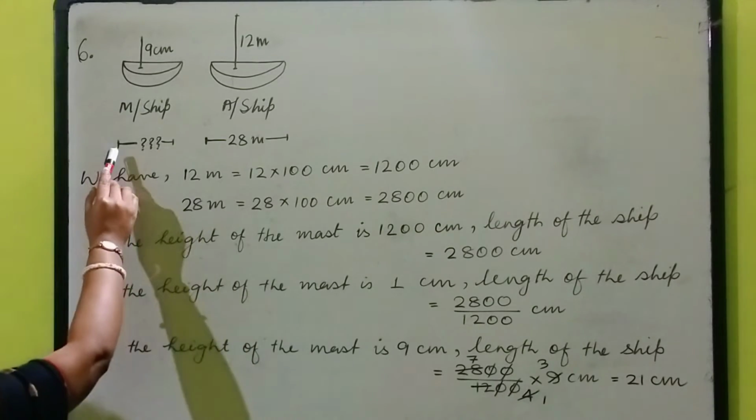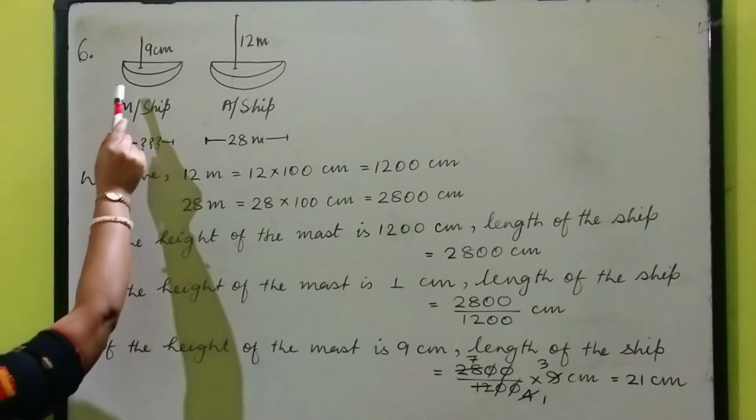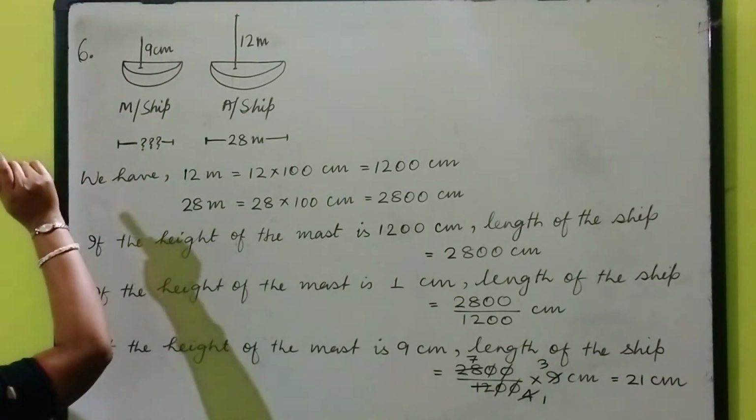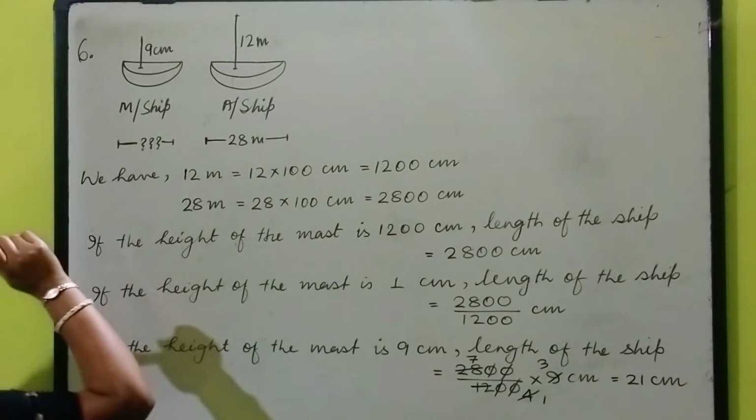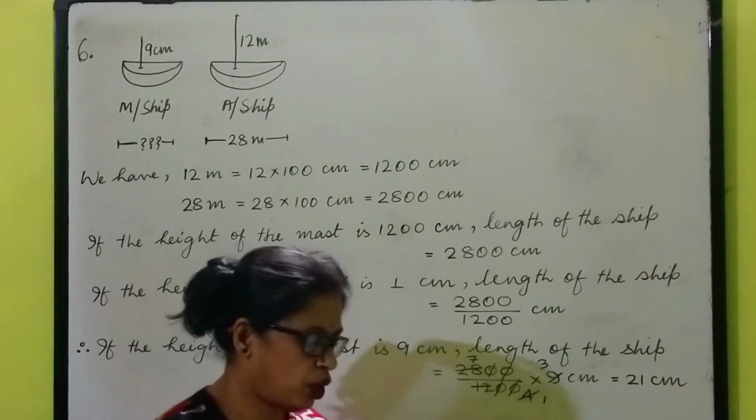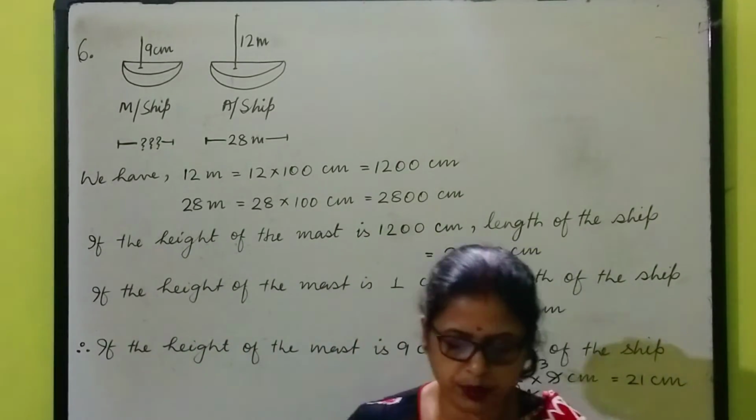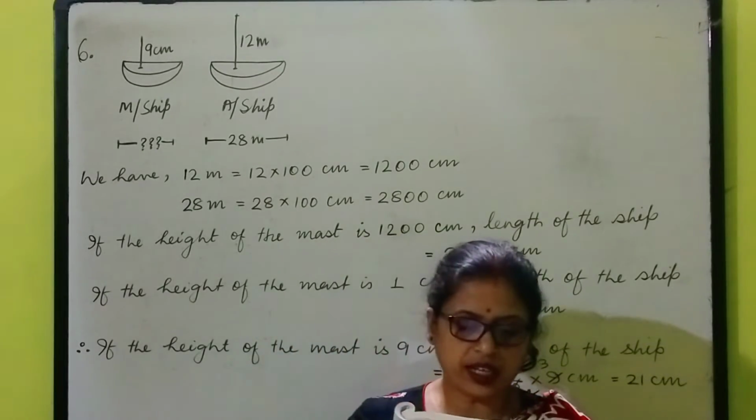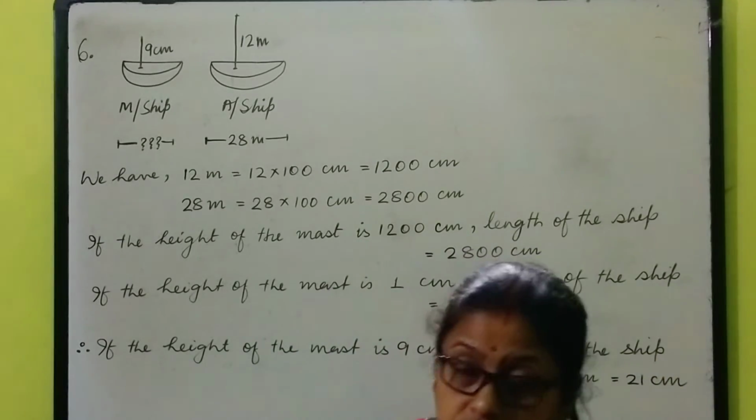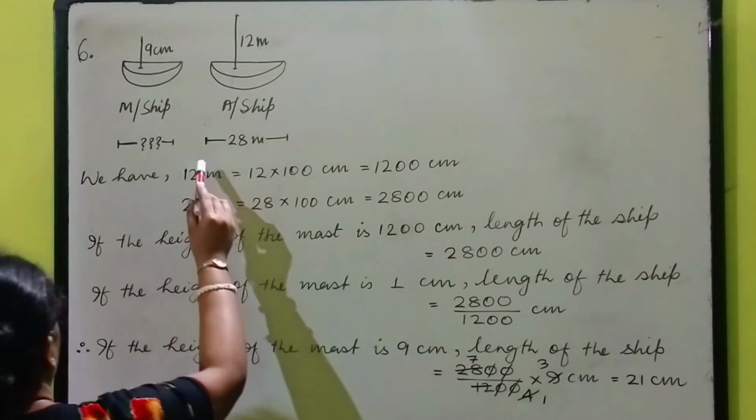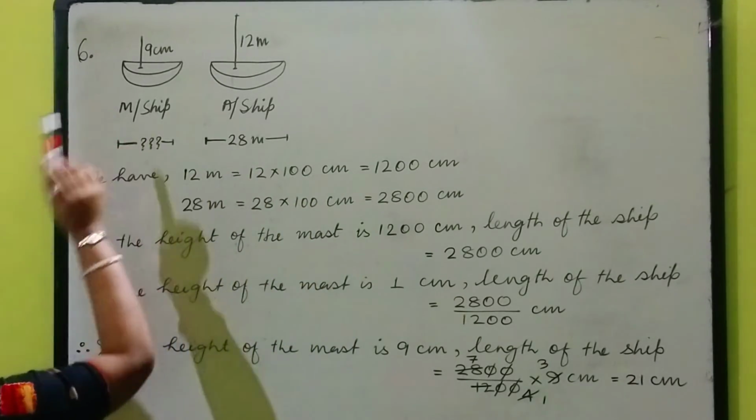Here are two figures. One is the model ship, another is the actual ship. Okay. Now, in the model ship, the length of the mast is 9 centimeter, and in the actual ship, the length of the mast is 12 meter. So here you see, in a model ship, the mast is 9 centimeter high, while the mast of the actual ship is 12 meter high. If the length of the ship is 28 meter, how long is the model ship? You have to find out, if the length of the actual ship is 28 meter, what is the length of the model ship?